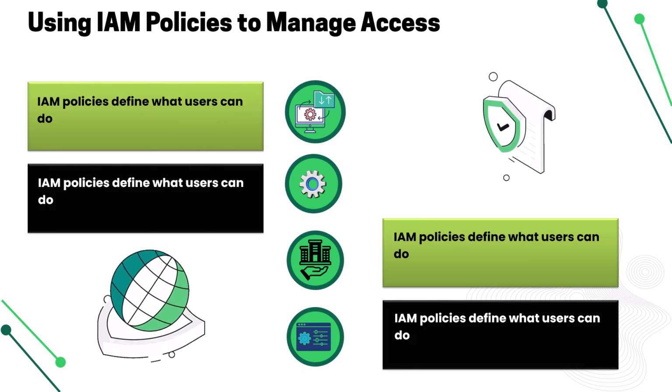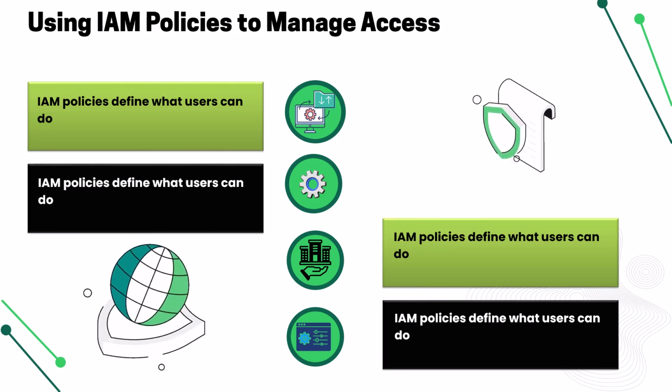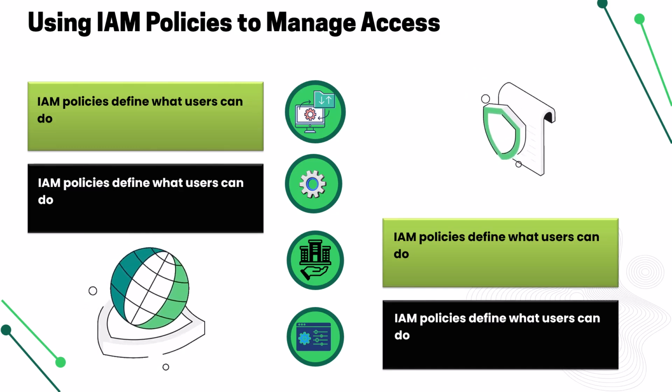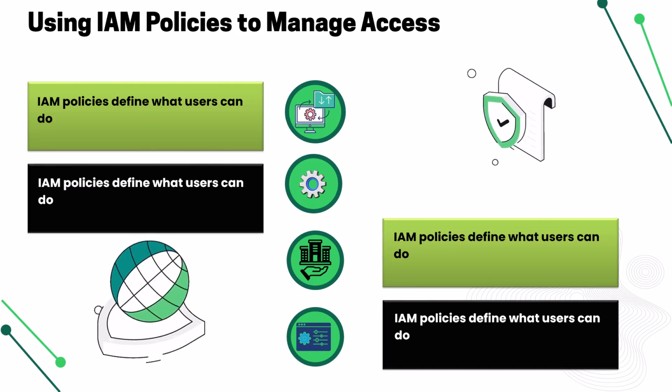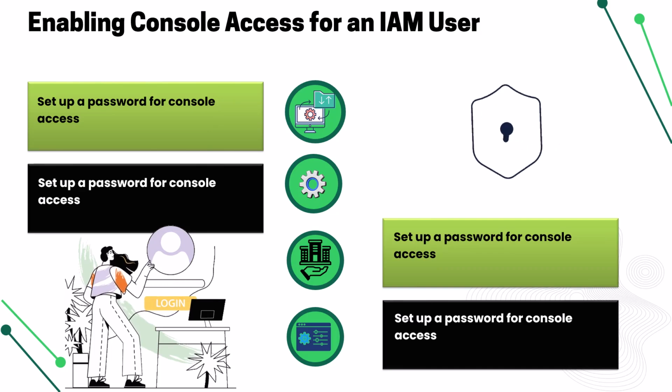IAM policies are the rulebooks of AWS. They define what users can and cannot do using JSON format. Yes, another reason to love curly brackets. Attach policies to users, groups, or roles to keep things organized. And always test policies before deploying them, because finding out someone has too much access after they've deleted half your infrastructure is not ideal.